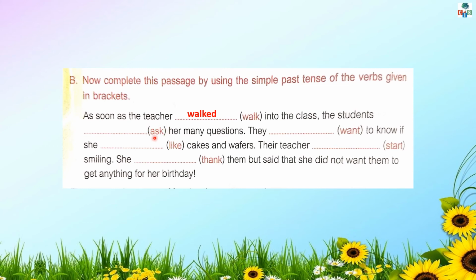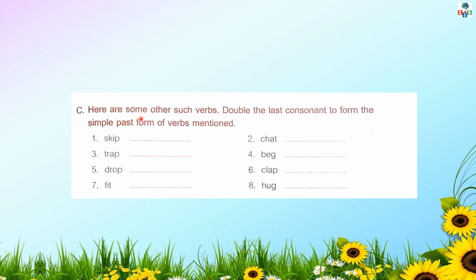As soon as the teacher walked into the class, the students dash her many questions. Now here in the bracket, the verb given is ask. So its past form is asked. So like this, try to do this exercise. Exercise C. Here are some other such verbs. Double the last consonant to form the simple past form of the verbs mentioned. Number 1, skip. So, what you have to do? You have to double the last consonant and then add ed to it. So, it would be skipped. Second, chatted. So, like this, try to do this exercise.